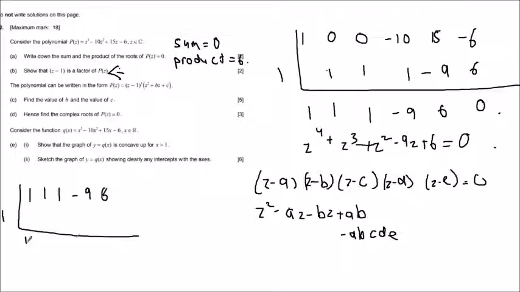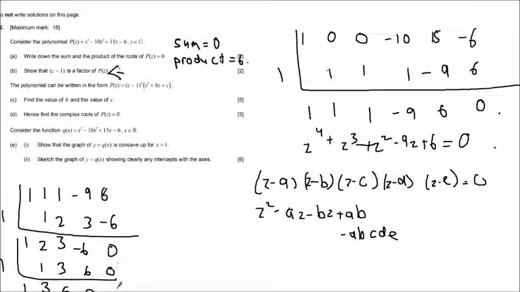So this is going to be 1, 2, 3, -6, 0. And then we're going to do the synthetic division again: 1, 3, 6, 0. So what we're going to get is z squared plus 3z plus 6, and therefore b equals 3 and c equals 6.